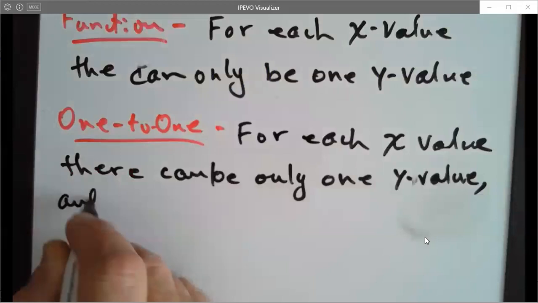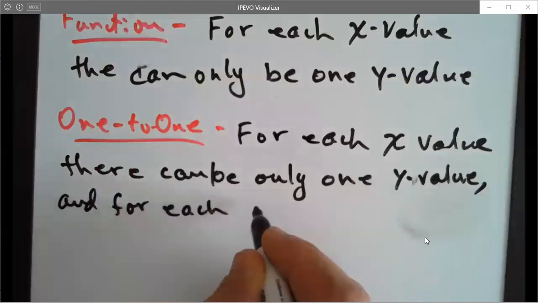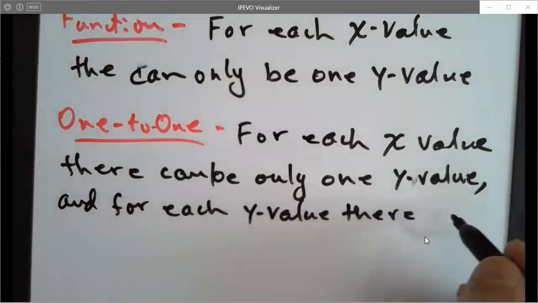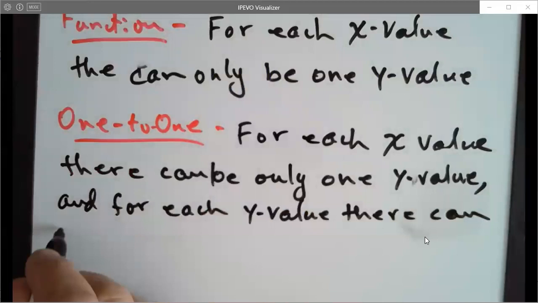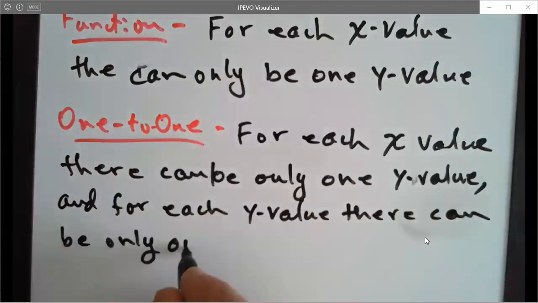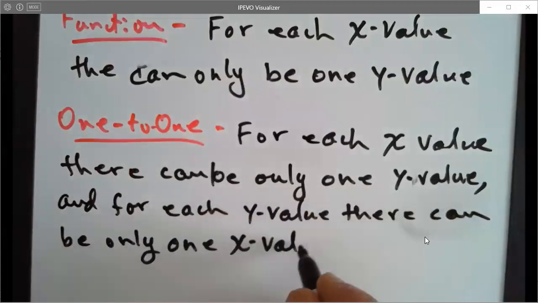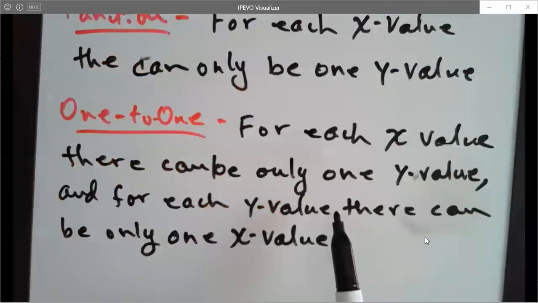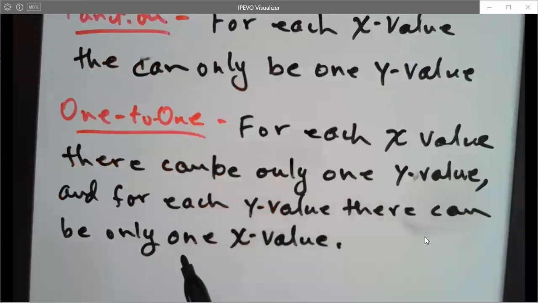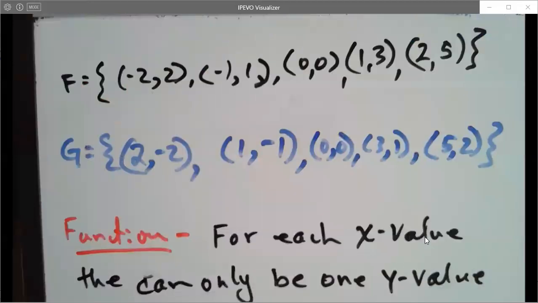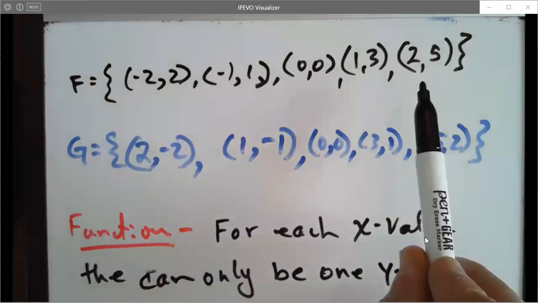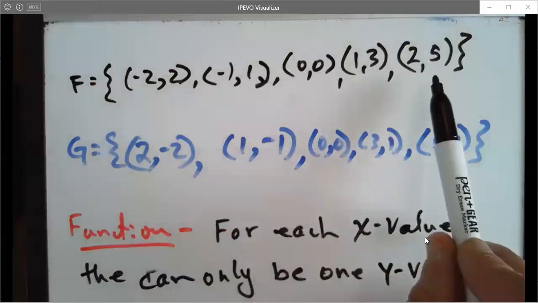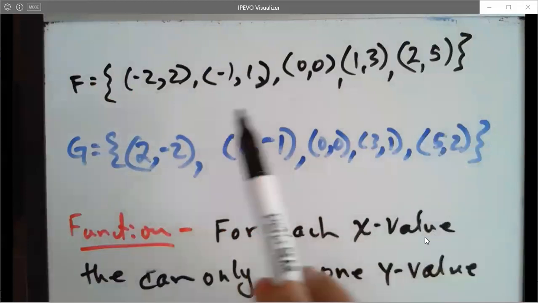And for each y value, there can only be one x value associated with it. So for a function, for each x, there can only be one y. 1 to 1, for each x, there can only be one y. And for each y, there can only be one x. So in other words, in the set of ordered pairs, for a function to be 1 to 1, not only can the x values not repeat, the y values cannot repeat either. They could repeat in a function, but they cannot repeat if it's 1 to 1.